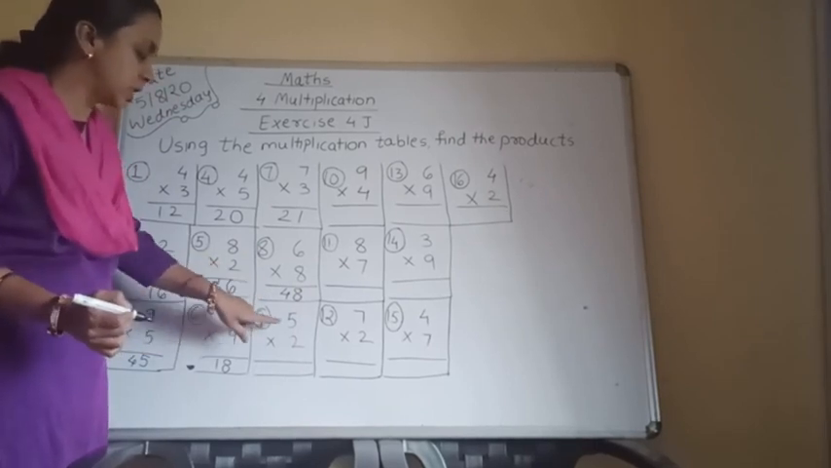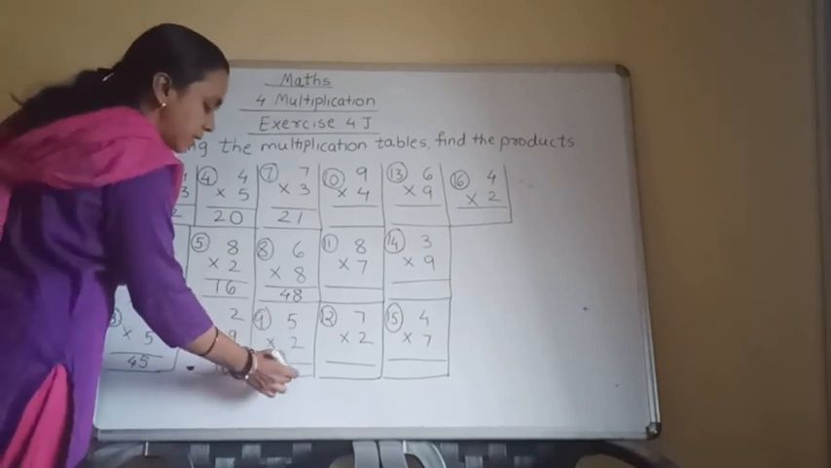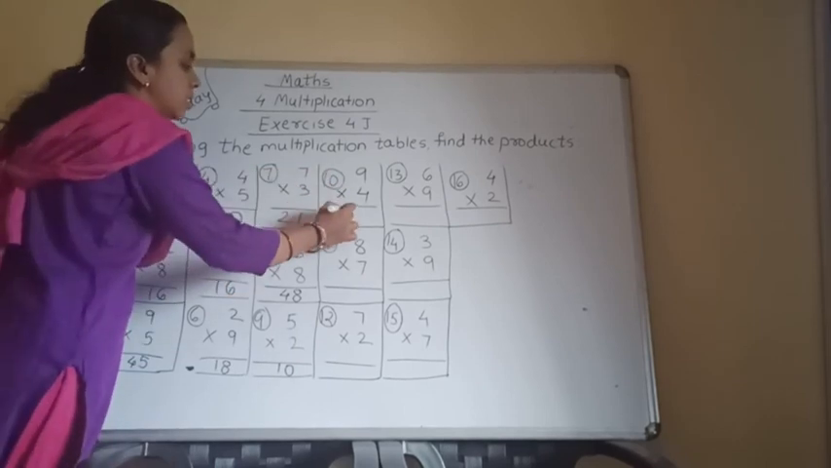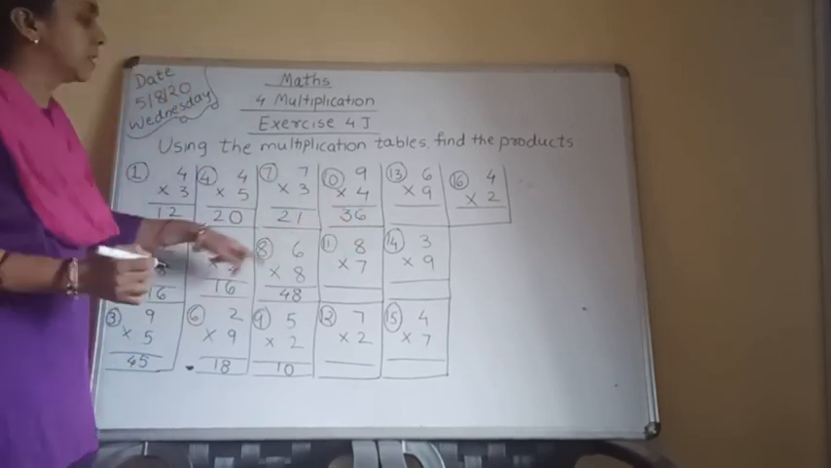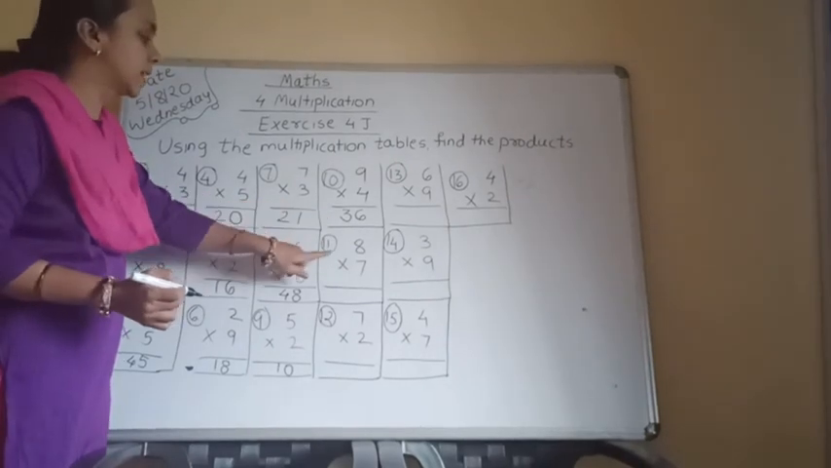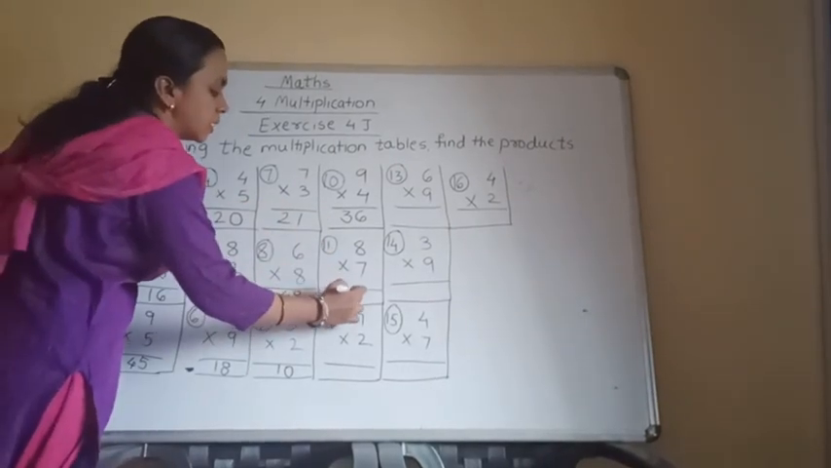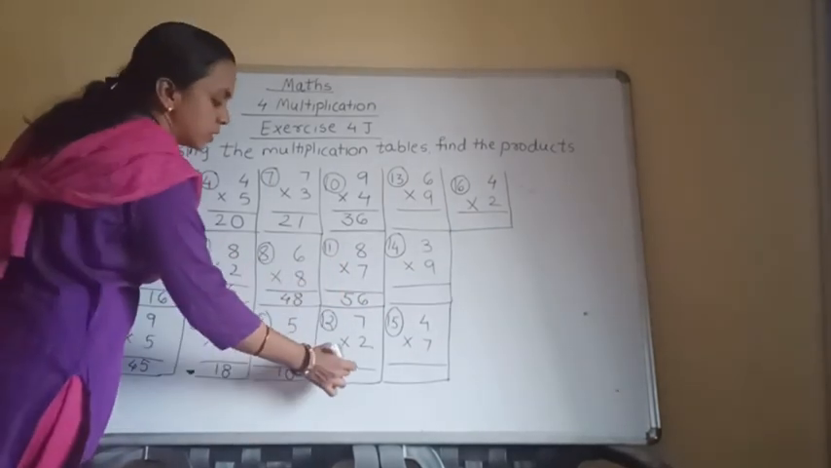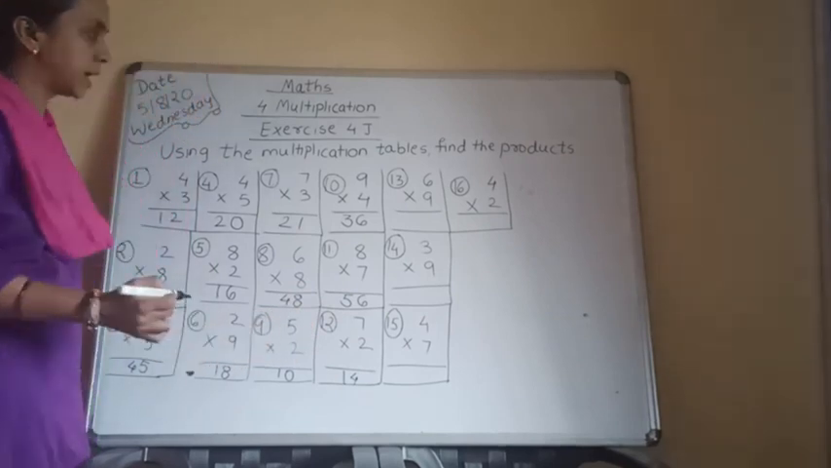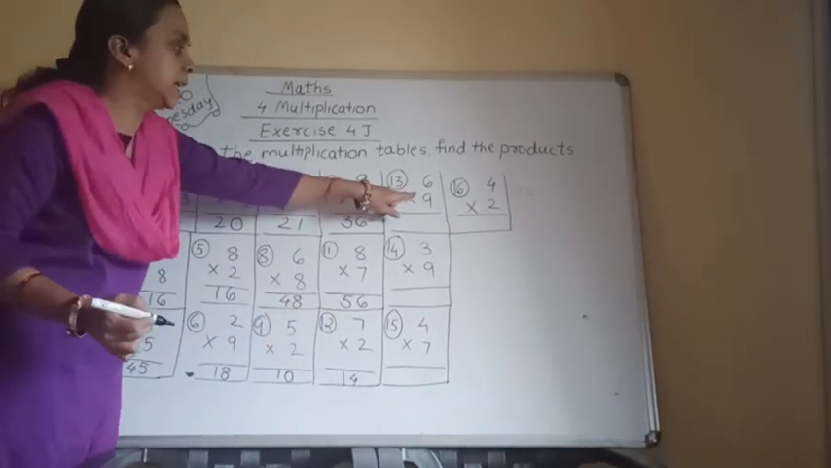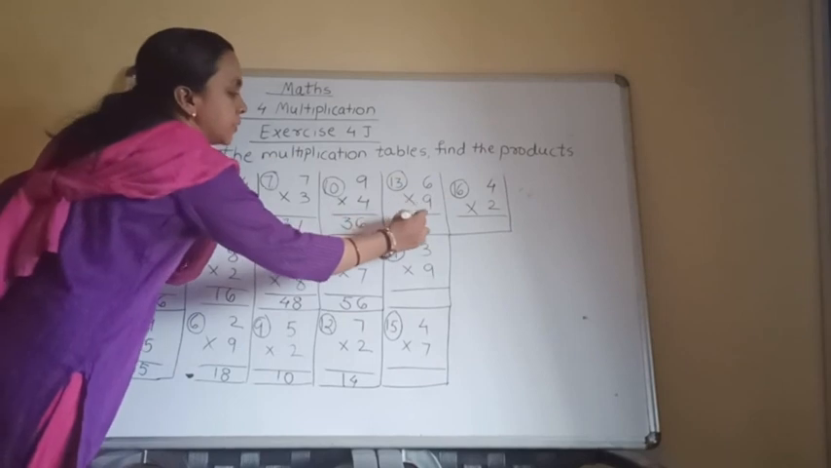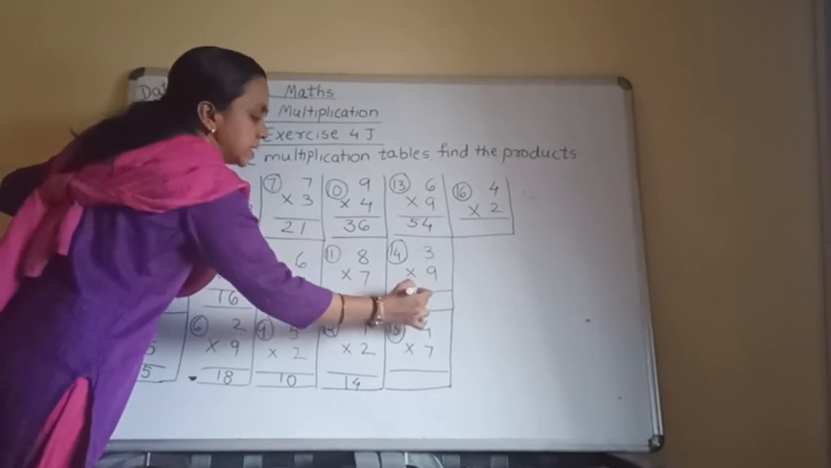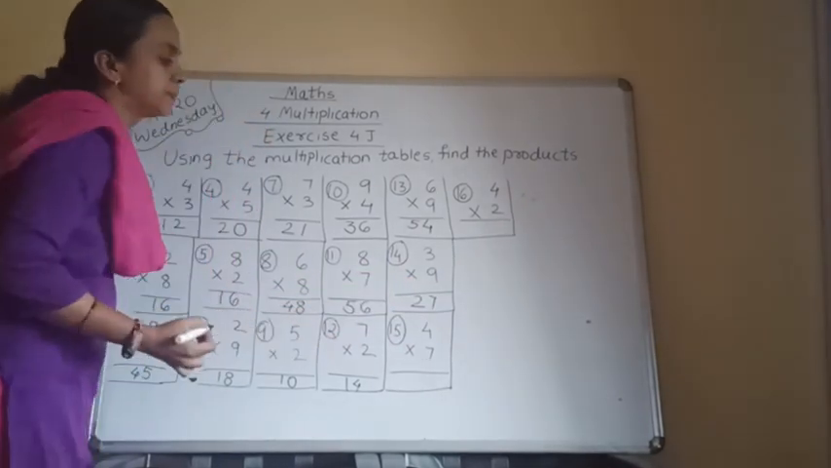See ninth question. 5 2s are 10. Answer is 10. Now see 10th question. 9 4s are 36. Okay, so write down 36. 8 7s are 56. 7 multiplied by 2. 7 2s are 14. So write down answer 14. 9 6s are 54. Answer is 54. 3 9s are 27. Okay.